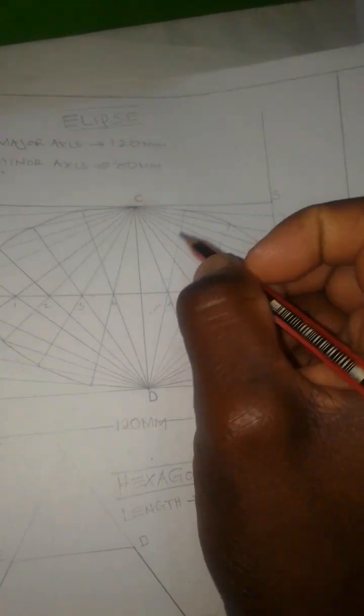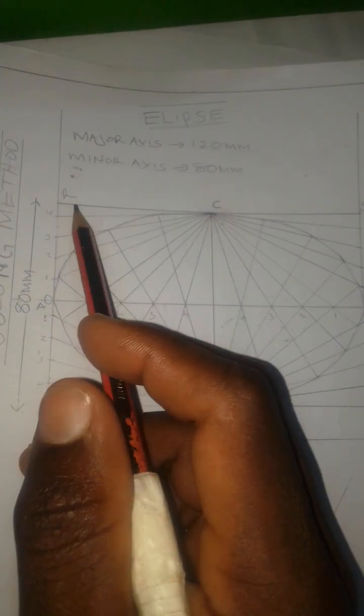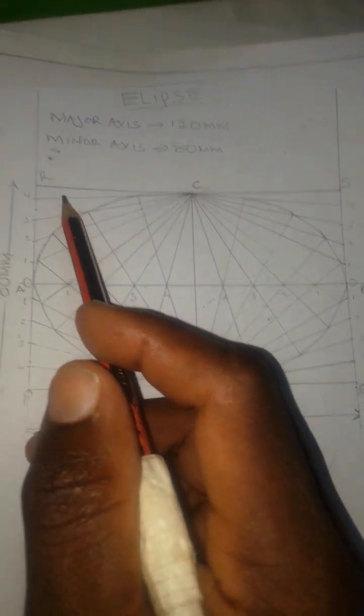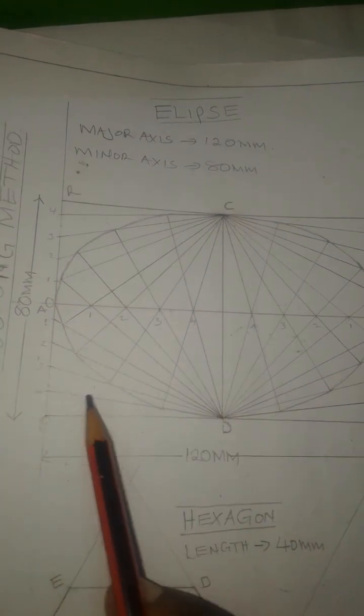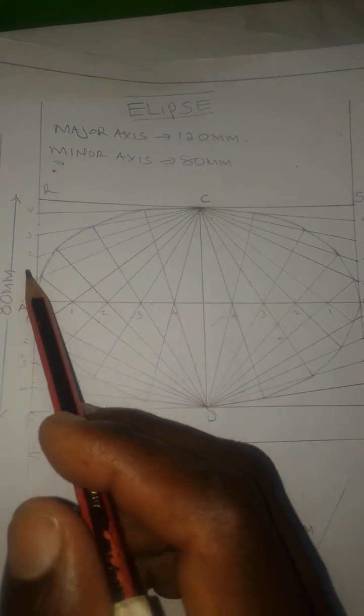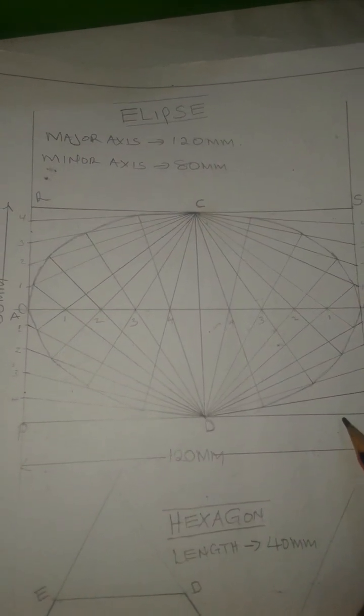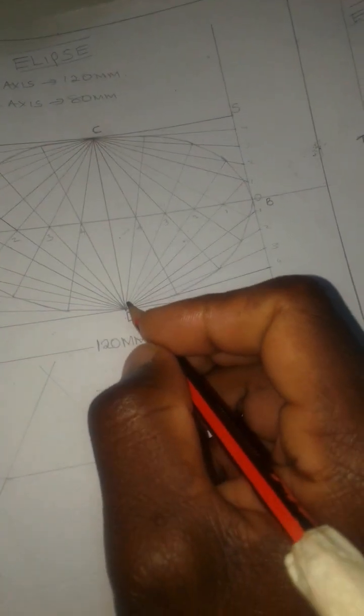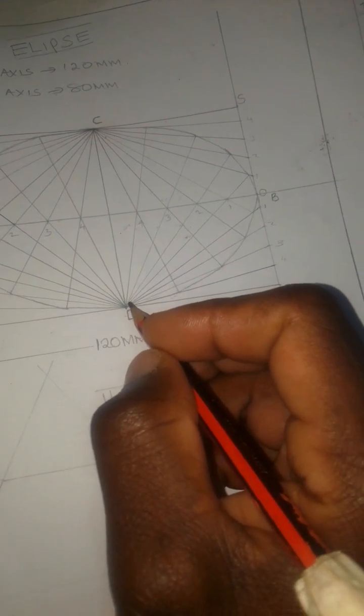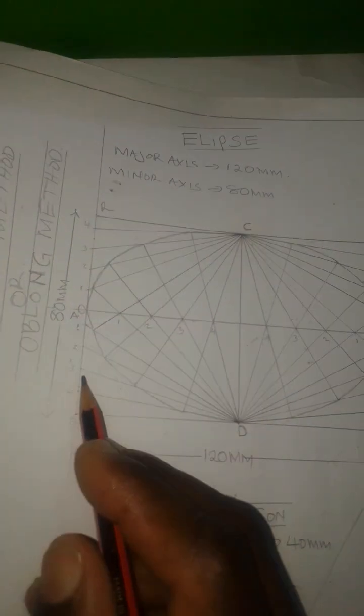Here I've located P and Q. It is the same thing. Then we do this. We now locate these points along this minor axis. And also we locate the points along this major axis. Then after that, now we stand here on the minor axis.